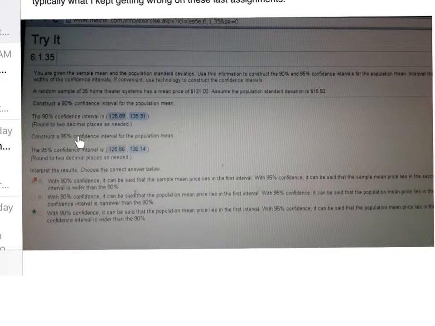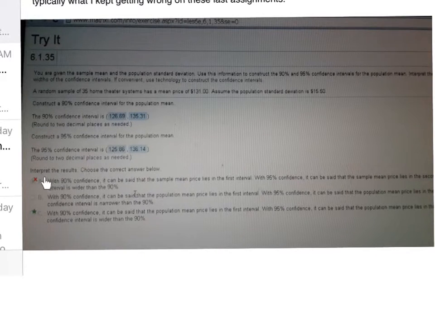One thing you know when you're constructing this confidence interval, it's always about the population. It says construct a 90% confidence interval for the population mean, so you're using sample data trying to draw conclusions about the population. Okay, and so you're 90% confident that the population mean will be in this interval. We're using the sample mean and some error here to determine this interval, which you already determined.